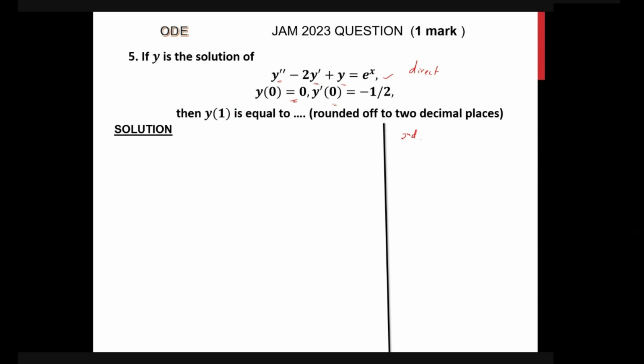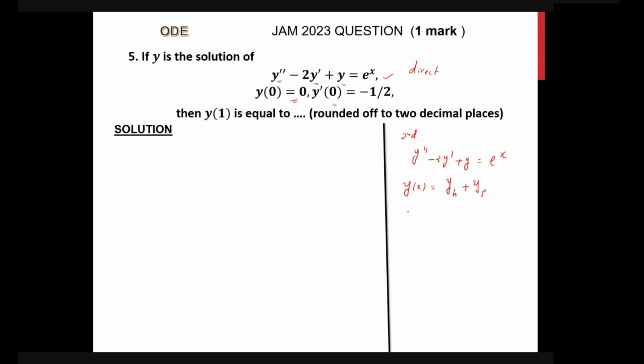Then we can solve this, right? y double dash minus 2y dash plus y equal to e raised to x. Now we know how to solve it. This is a second order ODE, and we know that the solution y of x is the solution of the homogeneous equation plus the particular integral.